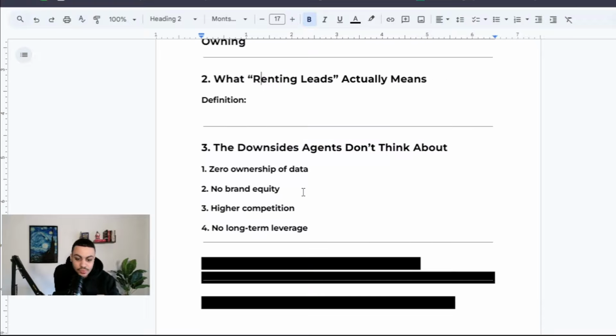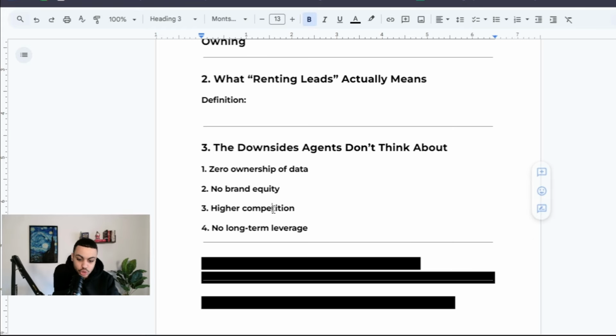Okay, the downsides agents don't think about, the first one is zero ownership of data. You don't own the data, you basically rent it. So you don't have your own pipeline or your own CRM, and there is no brand equity as well. There's no branding for you, it's branding for Zillow. You don't have your own content that generates those leads, or your own cold calling process that you generate those leads from.